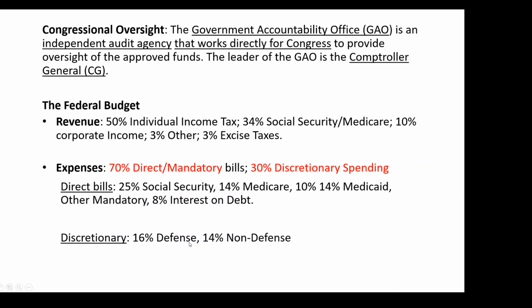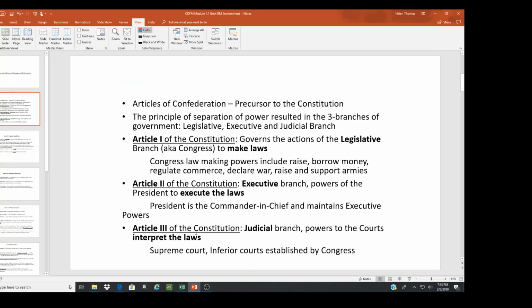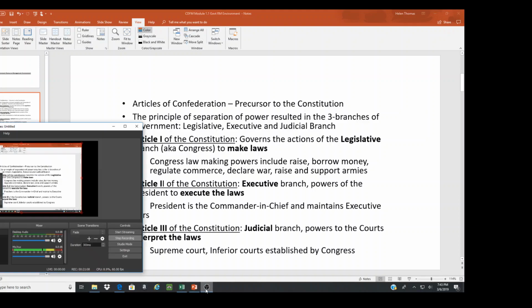Discretionary, and look at, you see why they're always trying to cut the DOD? Because DOD takes up more than half of this discretionary spending. So 16% defense, so that's 30, yeah, that's 30%. And 14% goes to everybody else. So everybody else gets this little piece right here of the total spending. All right, so this concludes CDFM Module 1. Again, another explanation in short.